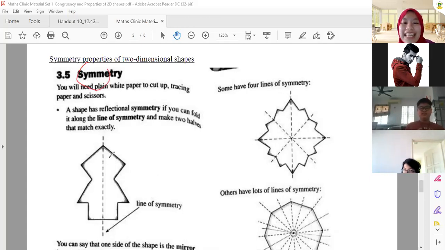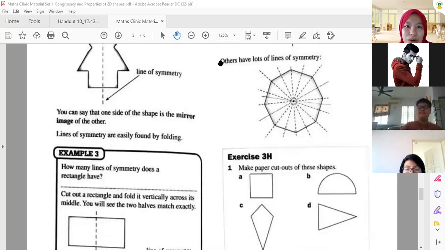Symmetry. Okay, now let's look at here. This is what we call a line of symmetry. When you fold it, it has the same size. This is a line of symmetry for this shape. How many lines? 1, 2, 3, and 4. 4 lines of symmetry. When you fold it, it is the same. So other shapes have lots of lines of symmetry. It's a mirror image of the other. This is the definition of a line of symmetry.